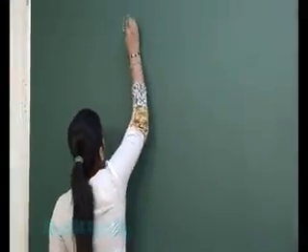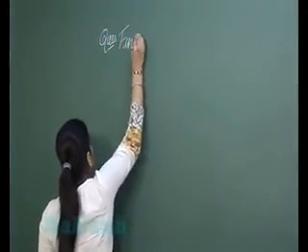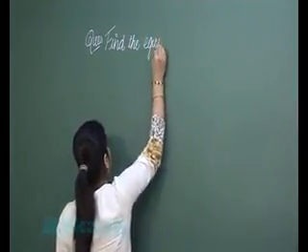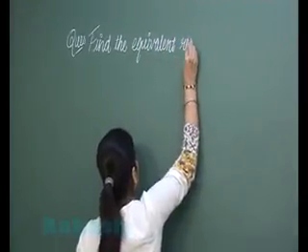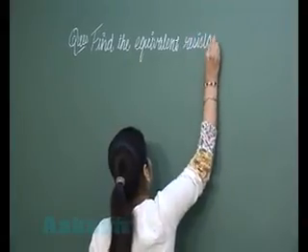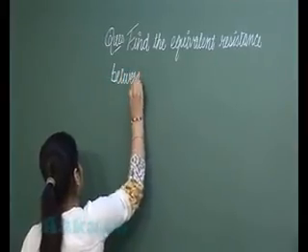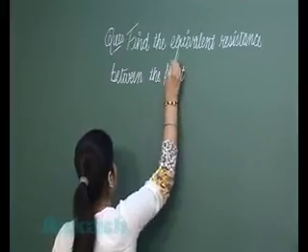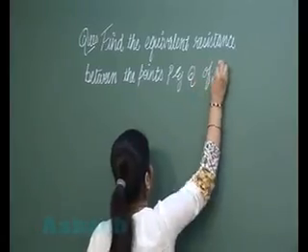Now student, let's solve another numerical, and the question is, find the equivalent resistance between the points P and Q of the given network.